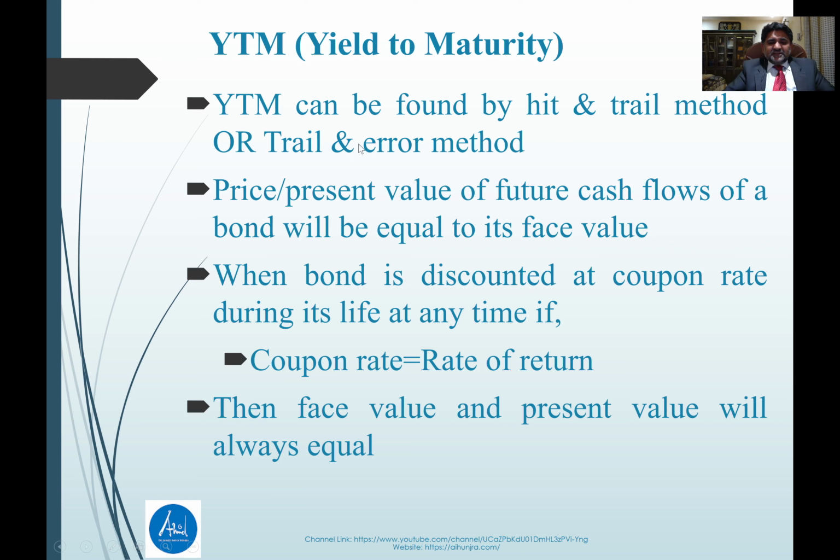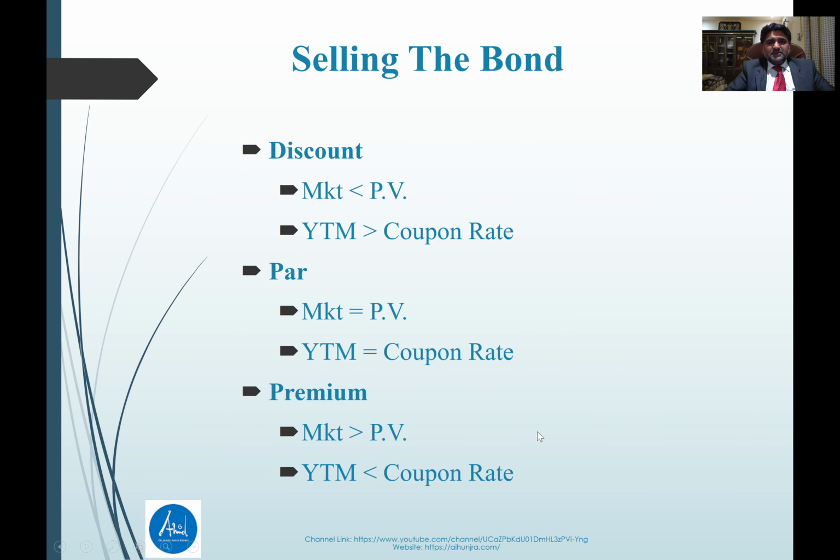When the coupon rate and rate of return are equal to each other, and the bond is discounted at the coupon rate, then during its life at any time, the face value is equal to the present value. Here are some key findings about selling the bond. How can we sell the bond: at a discount, at par, and at a premium. These are the terms which are used in the market.